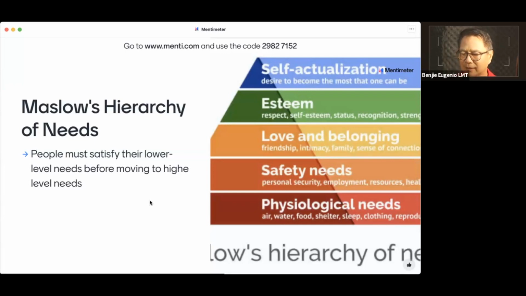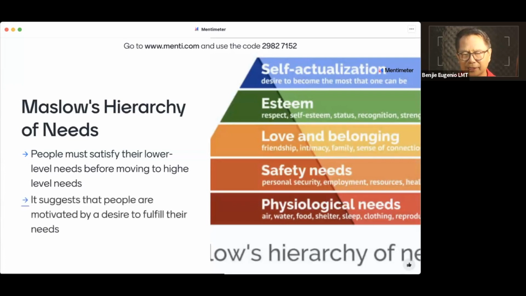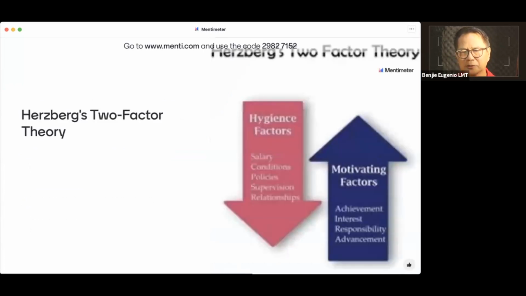Now, let's proceed to the next one. The next one is Herzberg. Can I pronounce it? Herzberg's two-factor theory. Okay? Herzberg's motivational theory, also known as the two-factor theory, is a workplace motivation theory proposed by psychologist Friedrich Herzberg in the 1950s.